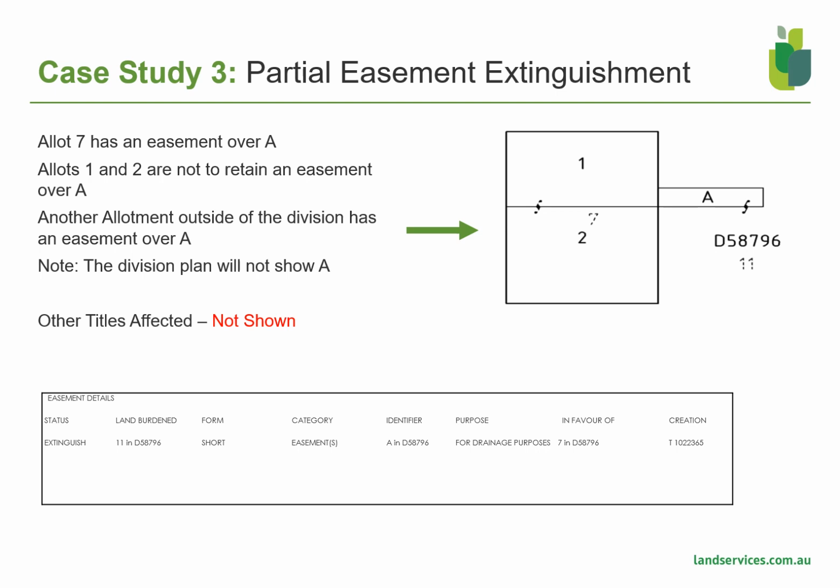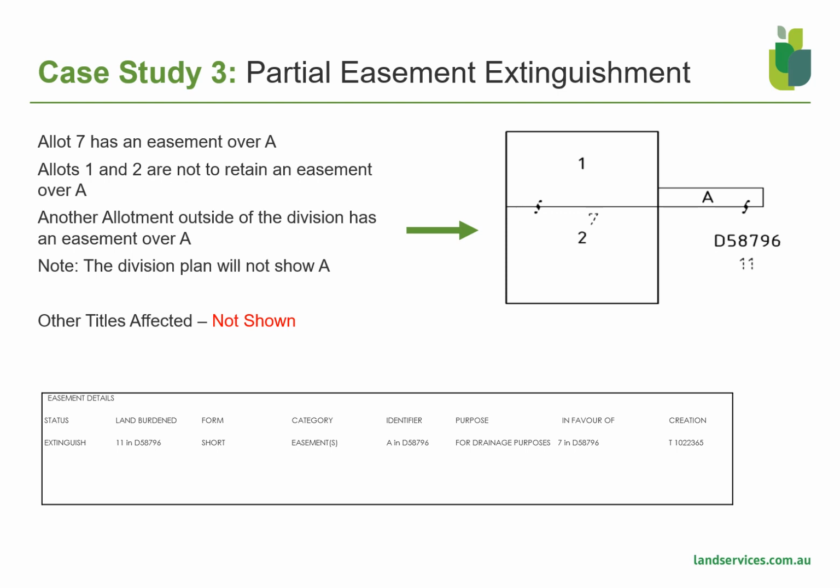In this case study, allotment 7 has an existing easement over A. New allotments 1 and 2 do not require an easement over A. A right search has found that there is another title that has an easement over A. As this is a partial extinguishment of the easement, no title is shown in the other titles affected panel, and the division plan will not show easement A on the plan.